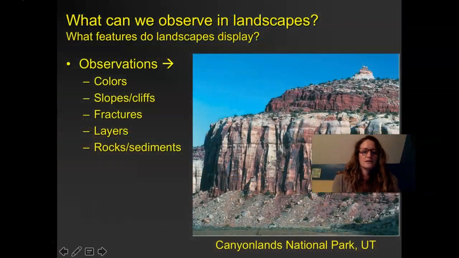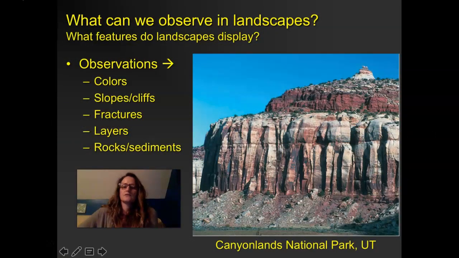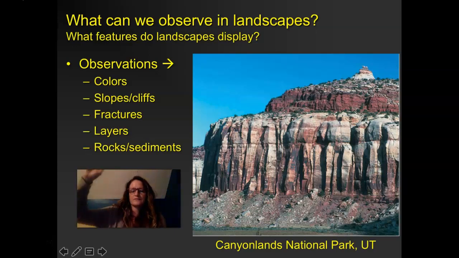This is a cliff in Canyonlands National Park in Utah, near Moab. In Canyonlands National Park, there are great cliffs of rocks, and then there is active erosion. If we're looking at this cliff, we would see a couple of things. One, there are different colors. Two, there are slopey areas and vertical cliffy areas. And on those vertical faces, there are big fractures.